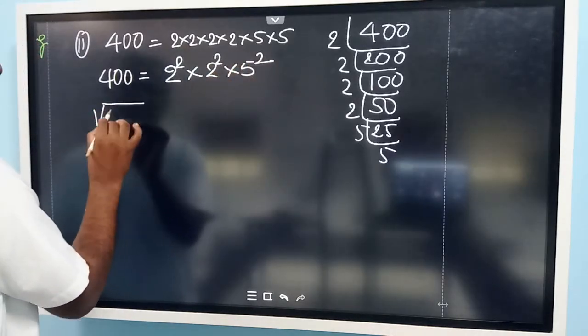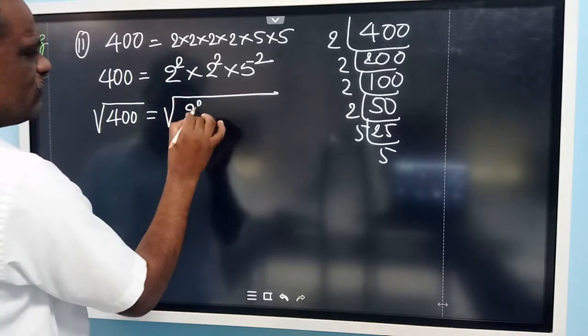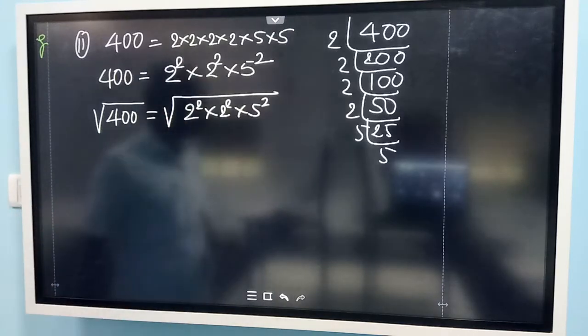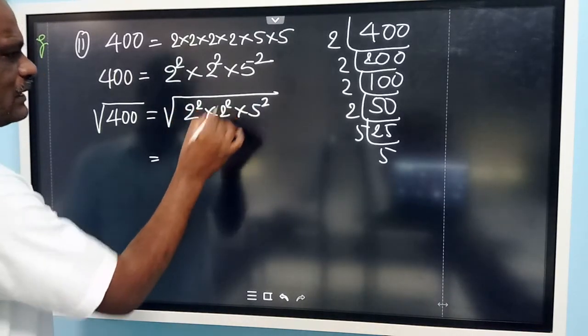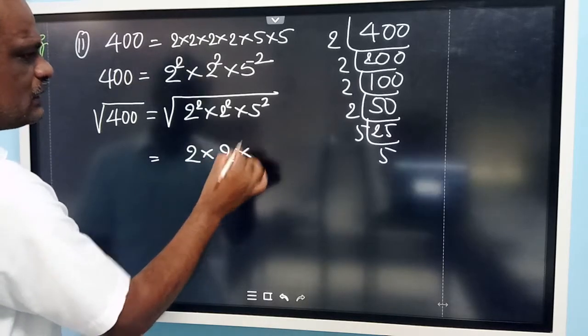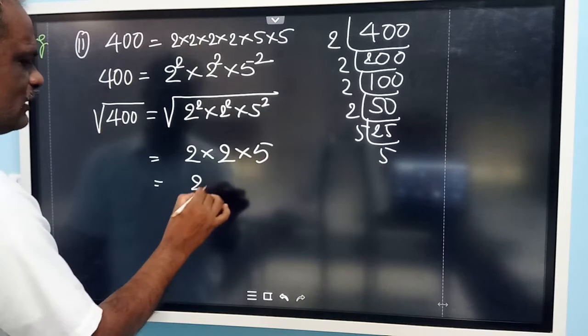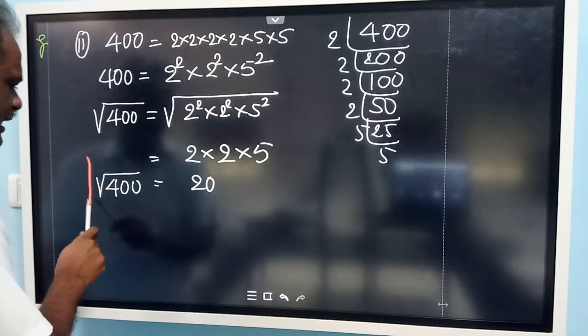Square root of 400 is the same as square root of 2 square into 2 square into 5 square. Now you remove these square numbers from this square root. So 2 square will become 2, then square root of 2 square is again 2, and square root of 5 square is 5. If you multiply this, 5 2s are 10, 10 2s are 20. Square root of 400 is 20. Is it clear to all of you?